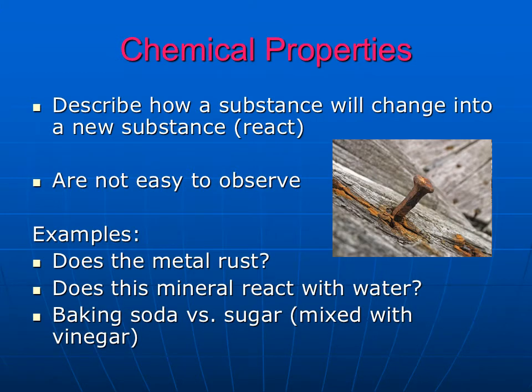Chemical properties describe how something will change into something else, and substances only change into other substances by reactions. Sometimes these aren't easy to observe. For example, metal rusting. You have noticed that metal has rusted, but it's not easy to actually see the metal rusting because it takes place over a long period of time.